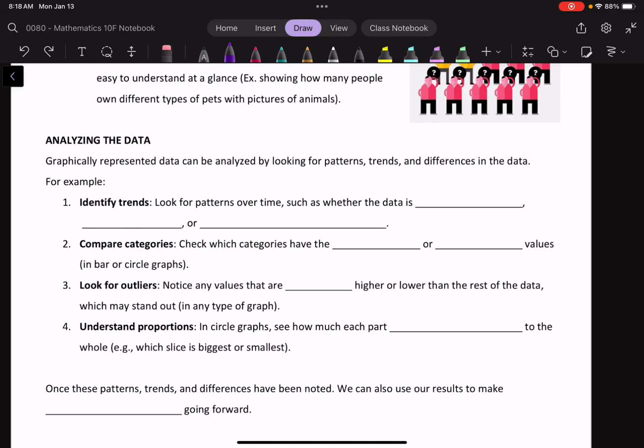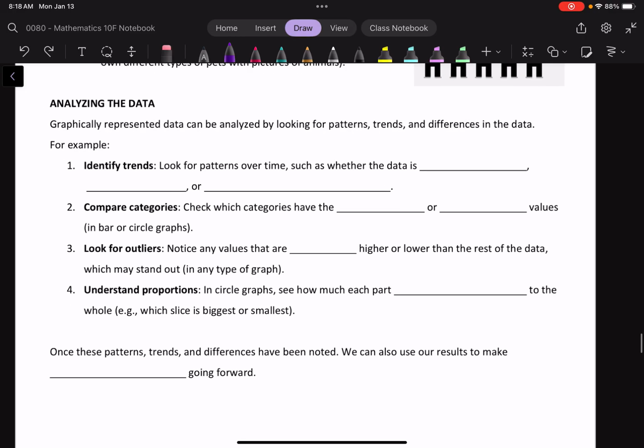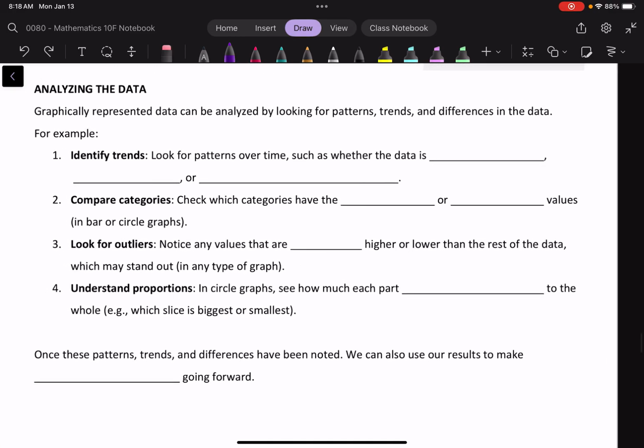Now, once we've modeled that data, when we go into Excel, which is 4.7, we're going to learn how to actually build these types of graphs, specifically bar charts or bar graphs and circle graphs. Those ones are going to be the most common for our purposes. So we're going to learn how to graph those. But once we take a look at a graph, regardless of what graph we have, we should be able to analyze and look for patterns or trends or just straight up differences in the data. So here are some examples of what we can do to help analyze the data.